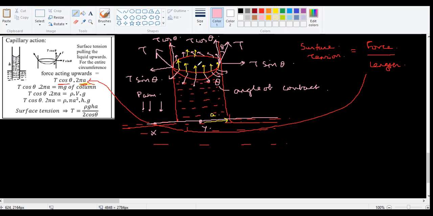So right now, somebody is pulling it upwards and somebody is pulling it downwards. Who is pulling it upwards? T cos theta into 2 pi a. Why? Because this is Newton per meter multiplied by the meter length. That should be equal to who is pulling it downwards? Weight of the liquid column.